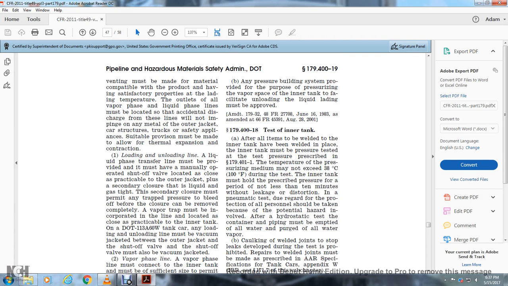Any pressure building up to the system provided with the purpose of pressurizing the vapor space of the inner tank of the facility, uploading the liquid and landing must be approved. 179-418, testing with the inner tank.